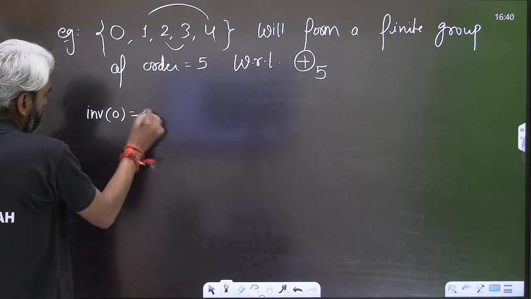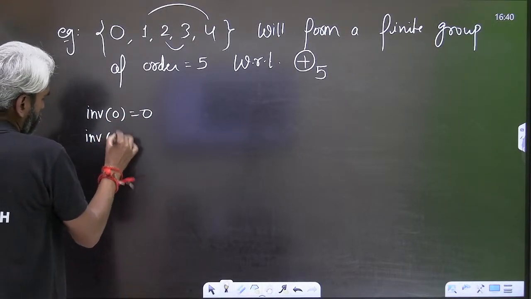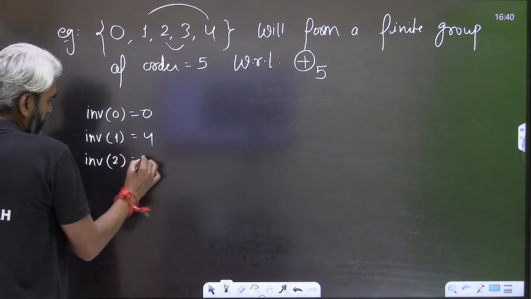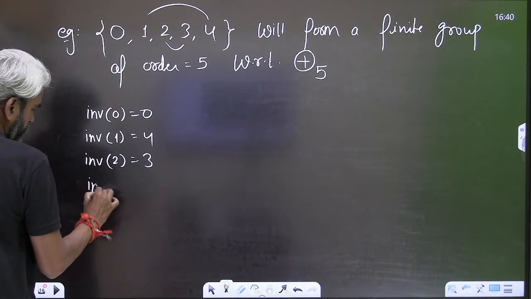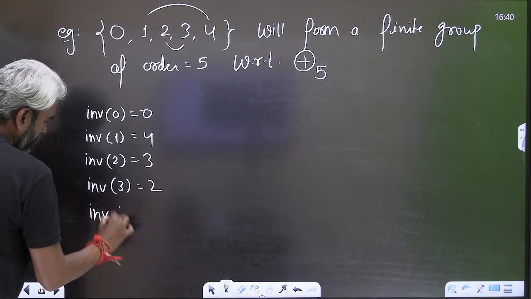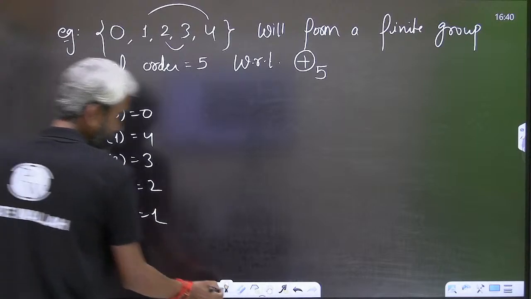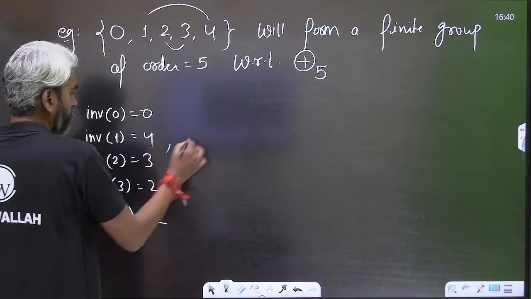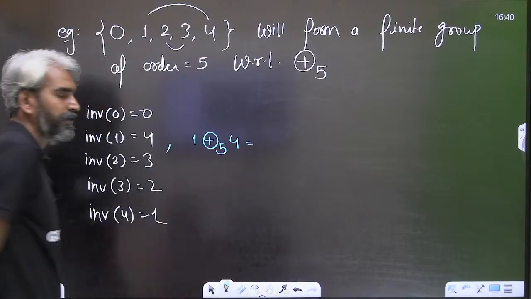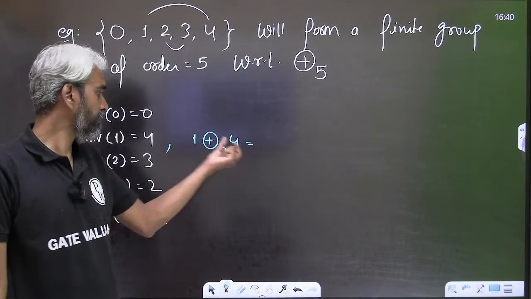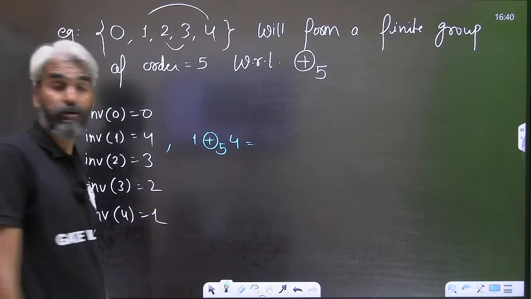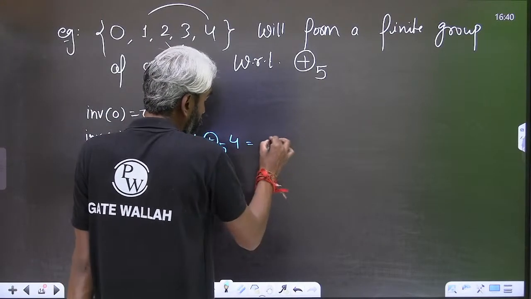The inverse of 0 is 0. The inverse of 2 is 3. The inverse of 3 is 2. If you do not understand this, then let me explain the way also. Please check this. So what will be 1 addition modulo 5 with 4? It is nothing but 1 plus 4 divided by 5, whatever the remainder obtained from 1 plus 4 divided by 5. So 1 plus 4 is 5, divided by 5, remainder 0.